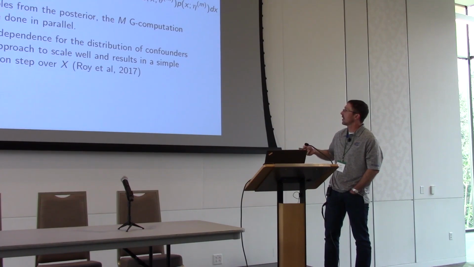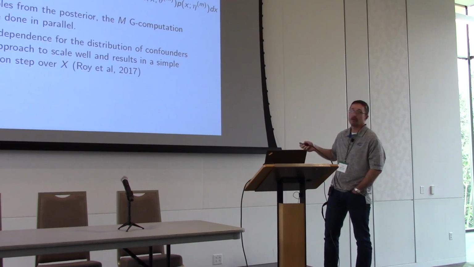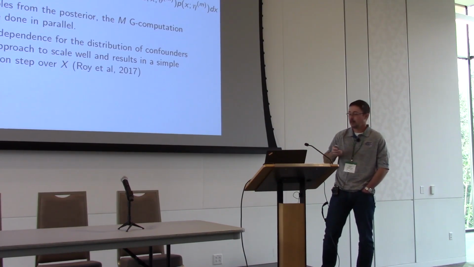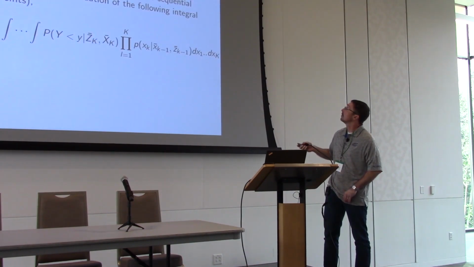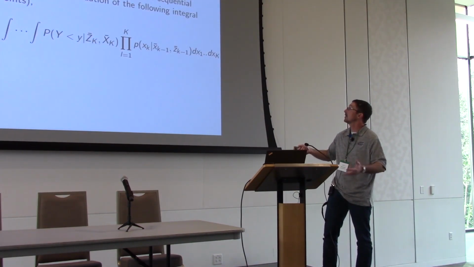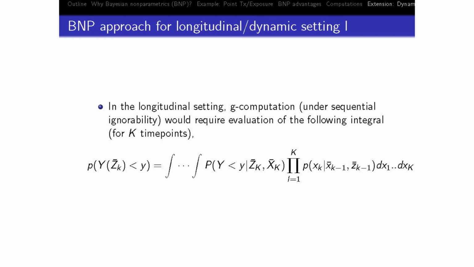Yeah, and then in terms of increasing the number of confounders, the local independence helps a lot with that. Okay. In terms of extending to the longitudinal setting, the equivalent G computation step under sequential ignorability would look something like this.